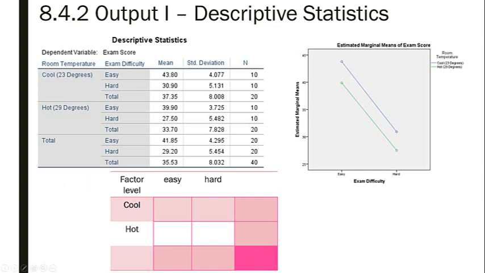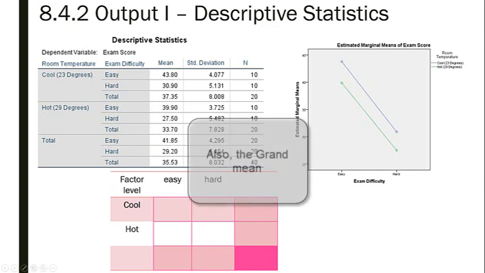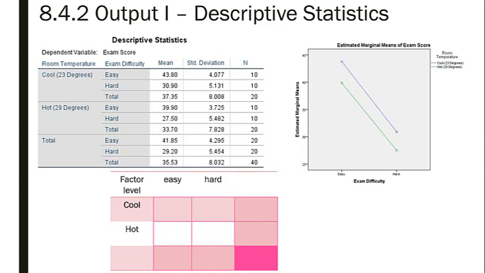So let's start by looking at these descriptive statistics. We've got means and standard deviations for each group. We've also got total means and standard deviations for the cool room, regardless of whether the exam was easy or hard, and the hot room, regardless of whether the exam was easy or hard. And then we've got the overall easy exam mean score and the overall hard exam mean score, regardless of what temperature it was.